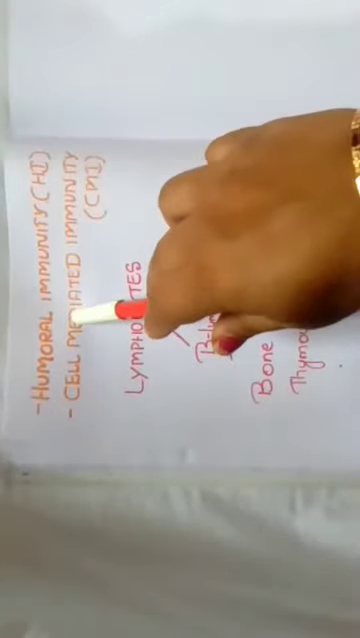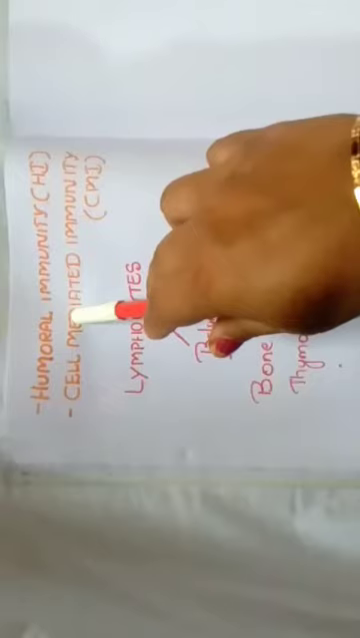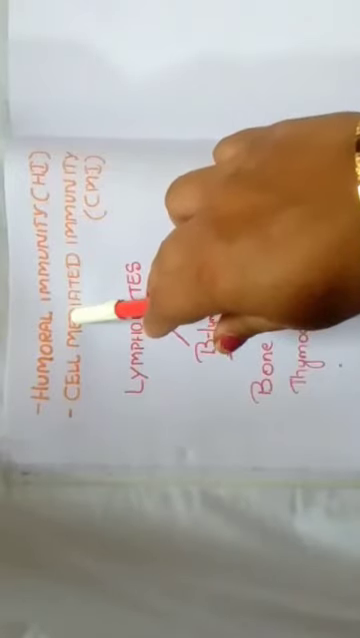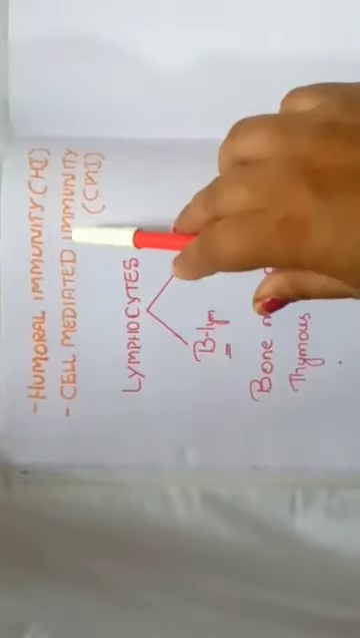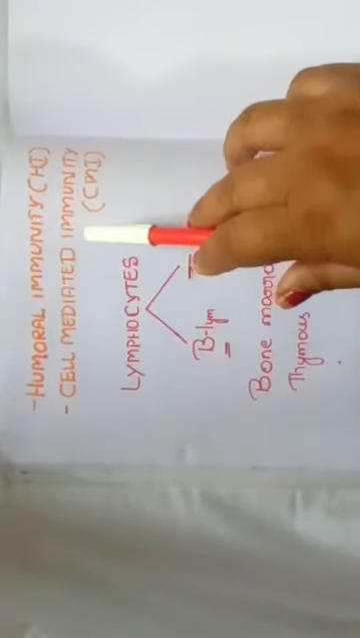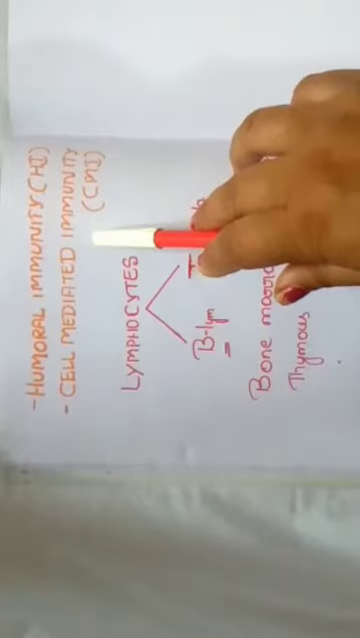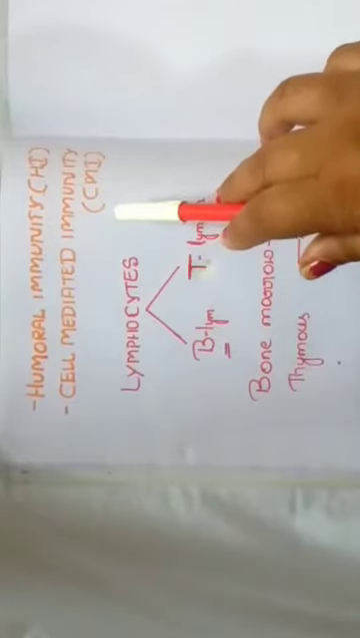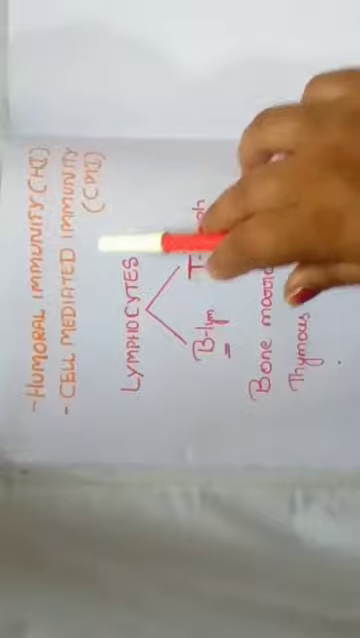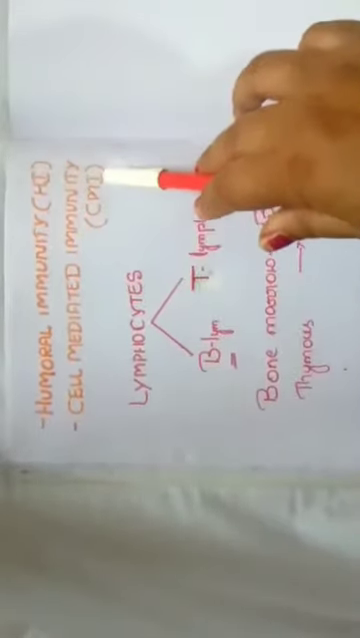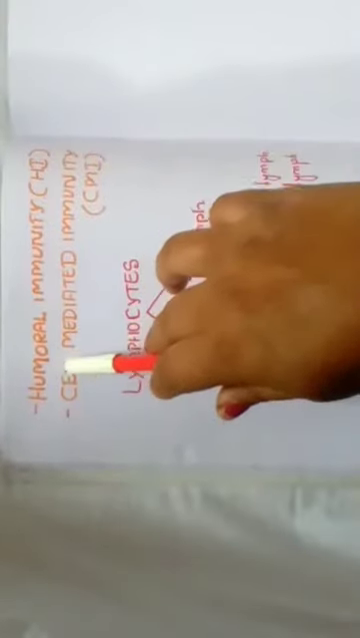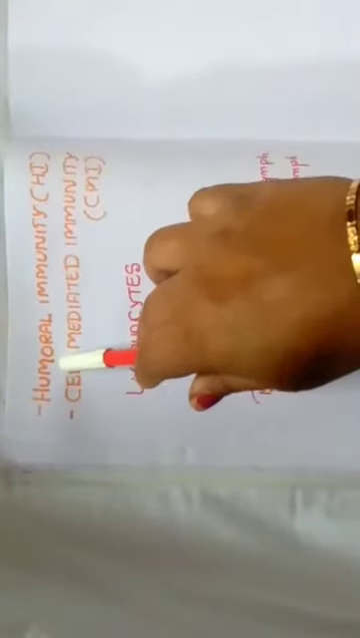Welcome back, dear students. In today's video, I am going to discuss a topic from the chapter Human Health and Diseases. In this chapter, one of the most important topics is the mechanism of humoral immunity and cell-mediated immunity. I repeat once again, in this video, I am going to discuss humoral immunity and cell-mediated immunity.